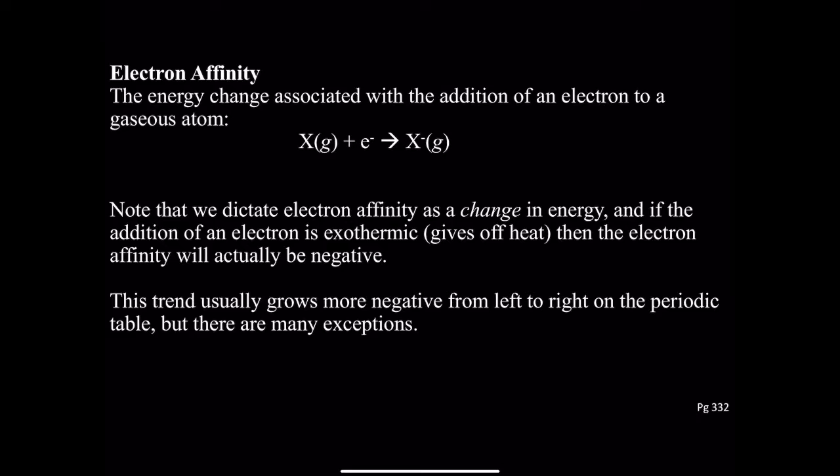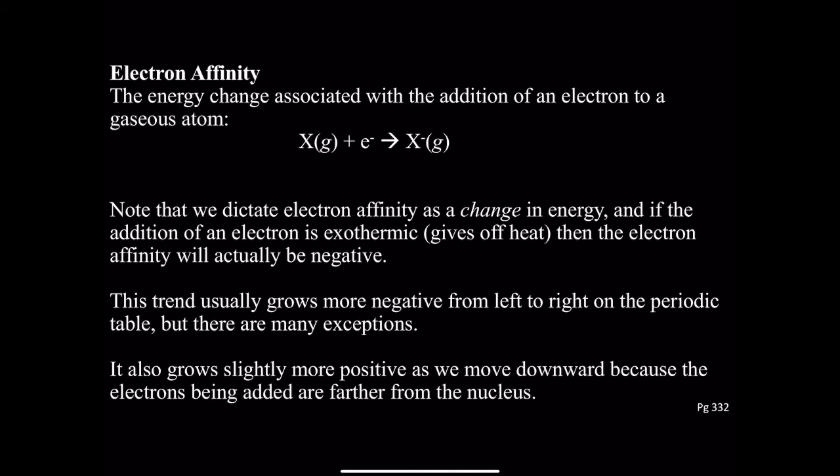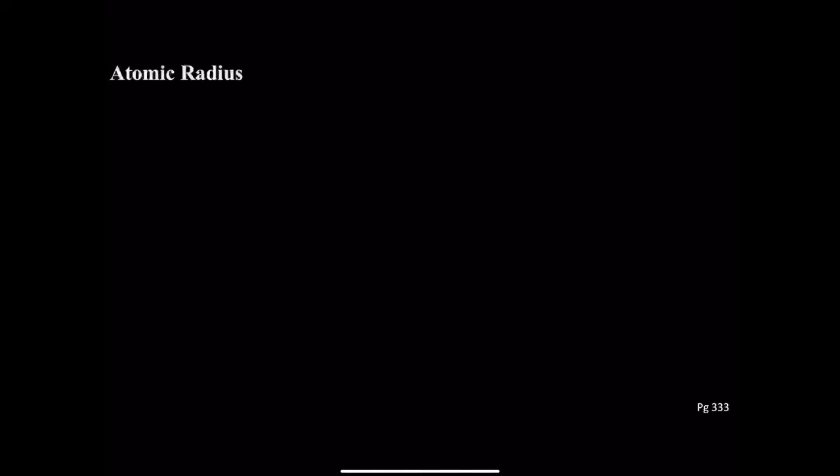This trend usually grows more negative from left to right on the periodic table, but there are many exceptions. It also grows slightly more positive as we move downward because the electrons being added are further from the nucleus. So similar to how that last graphic looked, right? This one is becoming more negative, meaning it gives off more heat as it goes towards the right, but it starts giving off less heat as we move downward because they're farther from the nucleus.